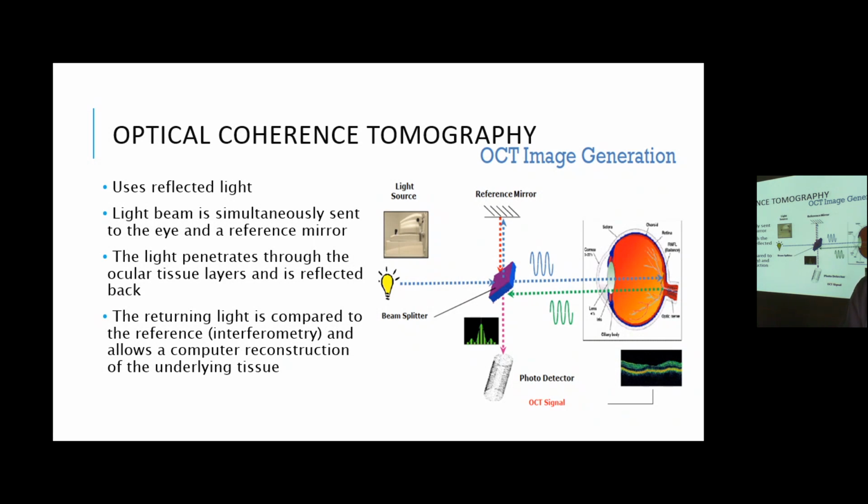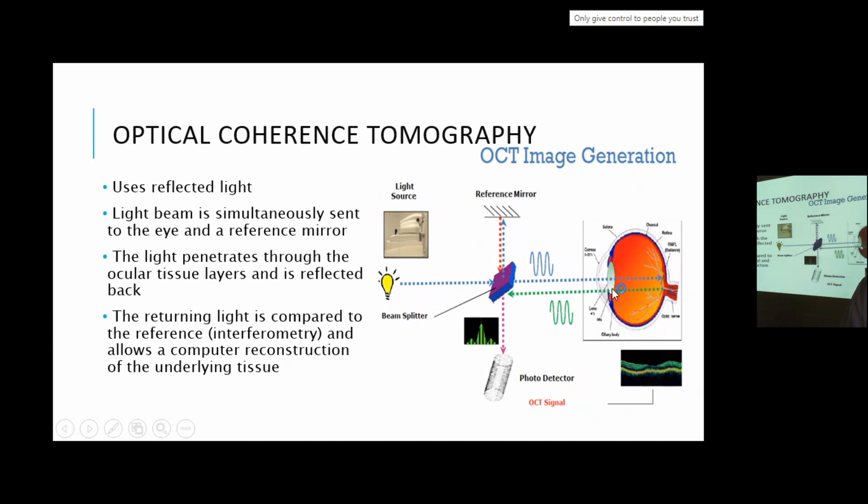So as we can see here, the OCT machine produces a light, and then the light goes through the ocular tissue to the retina and back to the machine and reflects to the photodetector. Another beam of light goes to a reference mirror and goes back to the photodetector. The machine will compare the two reflected lights and produce an image.